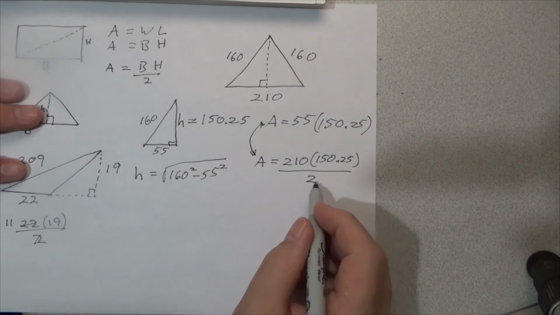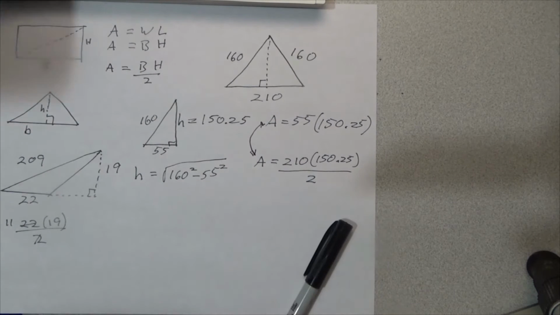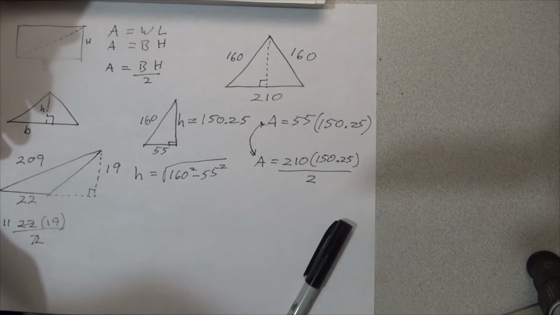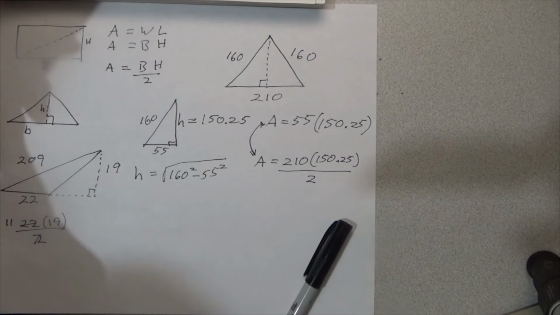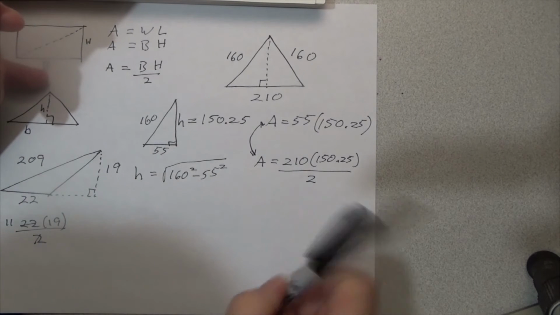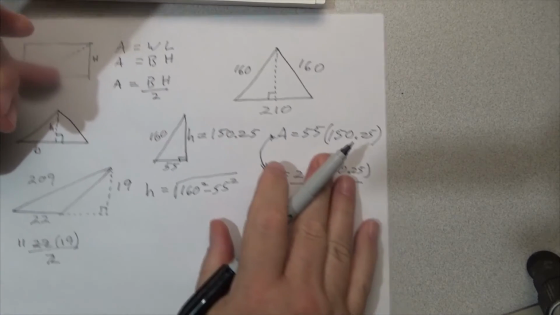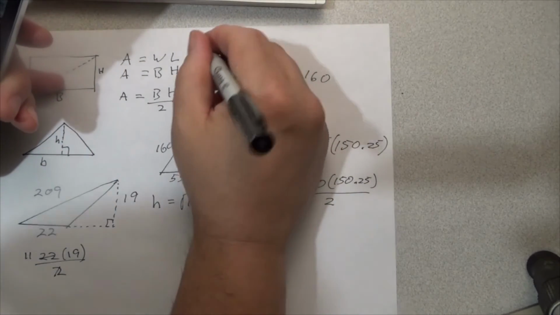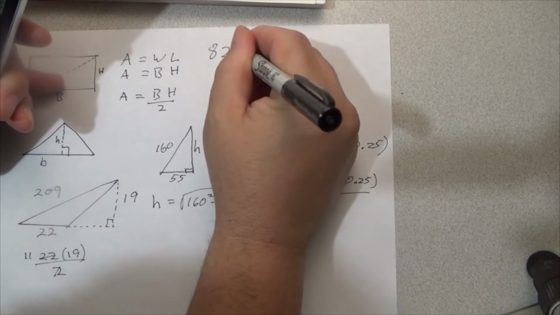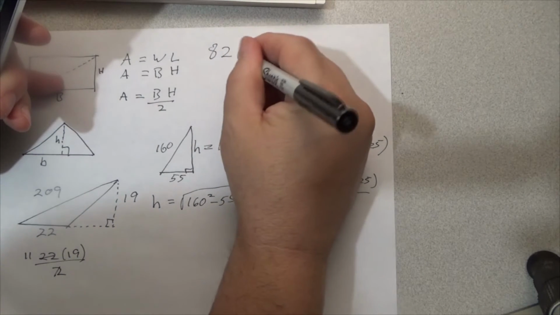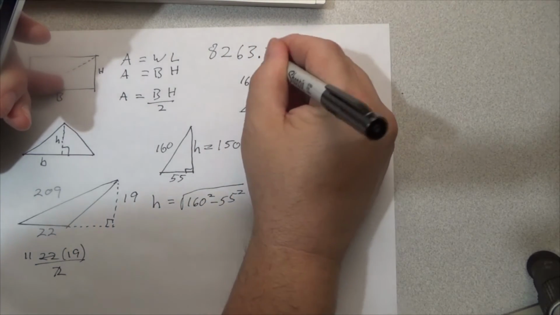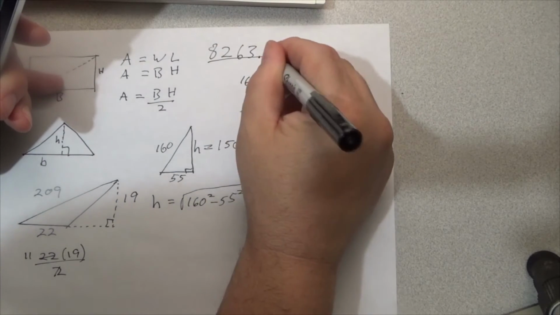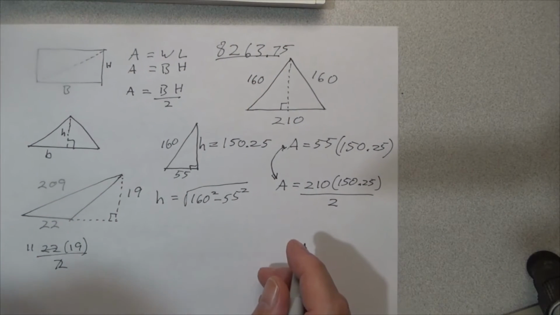Because 210 divided by 2 is 55. Just to make sure that I didn't lose anybody in that. 55 times 150.25. So the area of that triangle is 8,263.75. Ta-da!